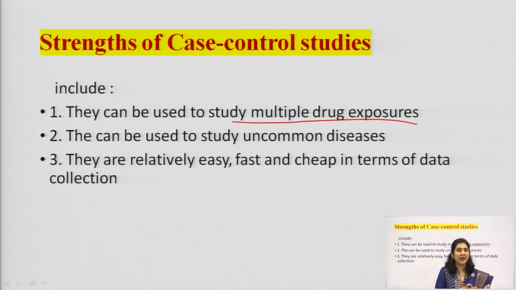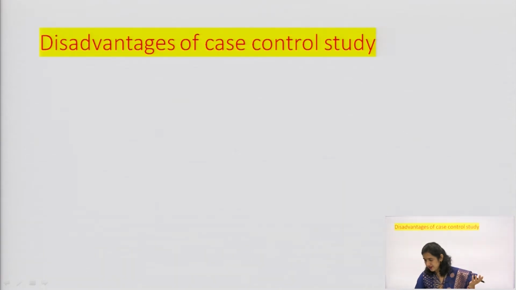हमें cases पता चल गए हैं, controls हम select कर लेंगे, उनको compare करेंगे तो हमको पता चल जाएगा कि cases में क्या क्या multiple drug exposures थे. They can be used to study uncommon disease, जिसको हम rare disease बोलते हैं. They are relatively easy, fast, cheap in terms of data collection. Simple questionnaire use करना है और record से हम case control studies कर सकते हैं.